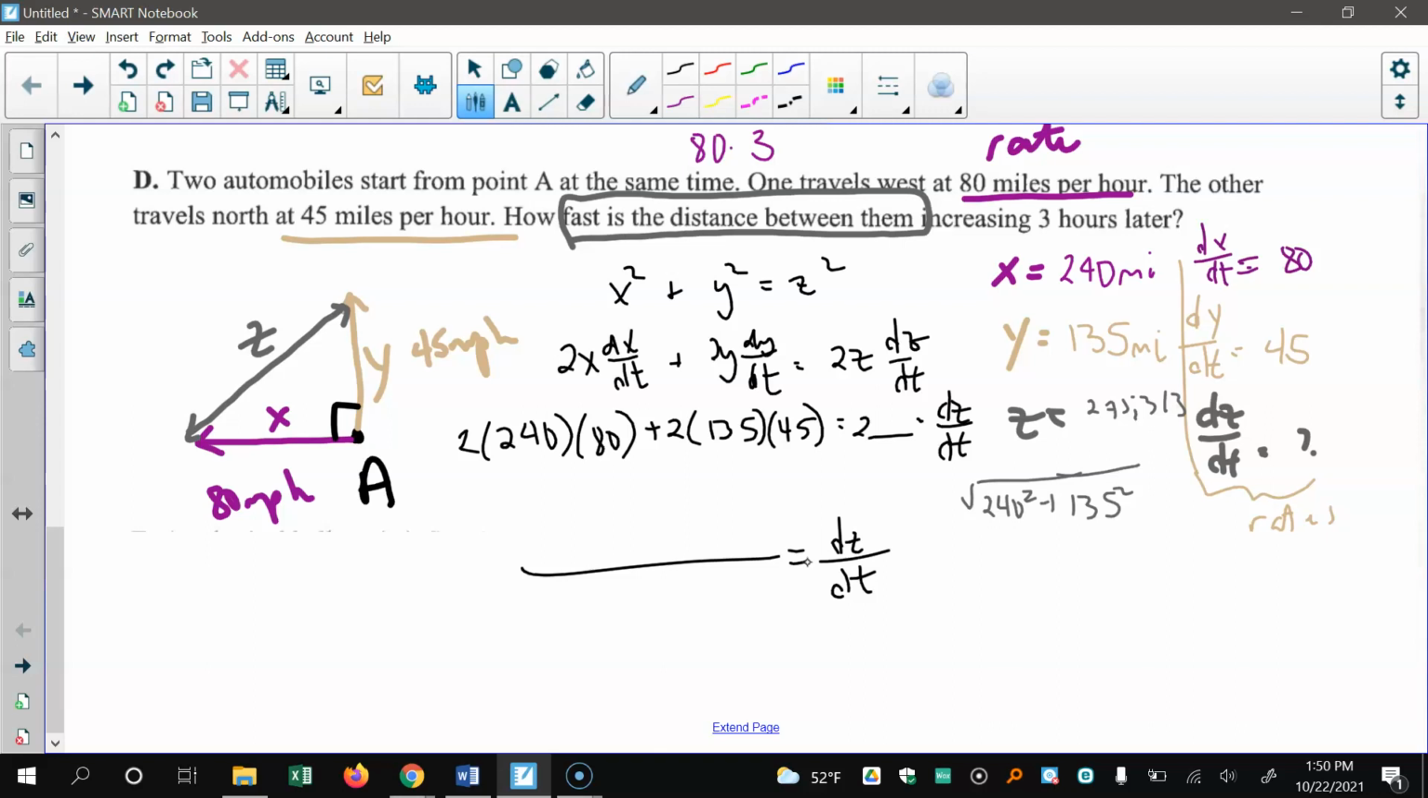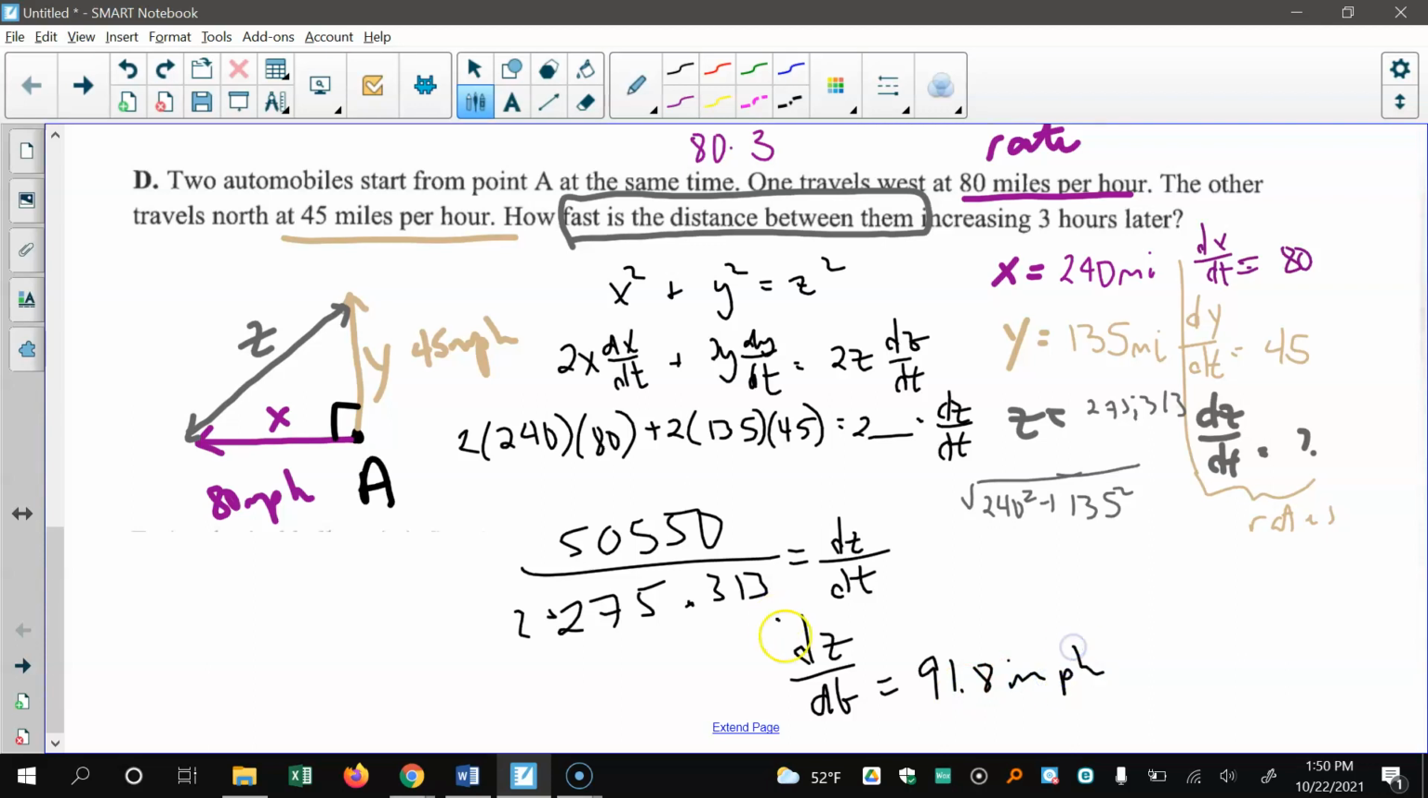5550. We're dividing that by 275.363. And we are going to get some fantastic number. Times 2. Oh gosh, Mr. Lakin, you almost made that mistake. And they would have laughed at you, and you would have cried. And no one likes seeing you cry because it's kind of the ugly crying. 91.8 miles an hour, but 91.8 miles per hour is the rate at which the distance between these cars is increasing.